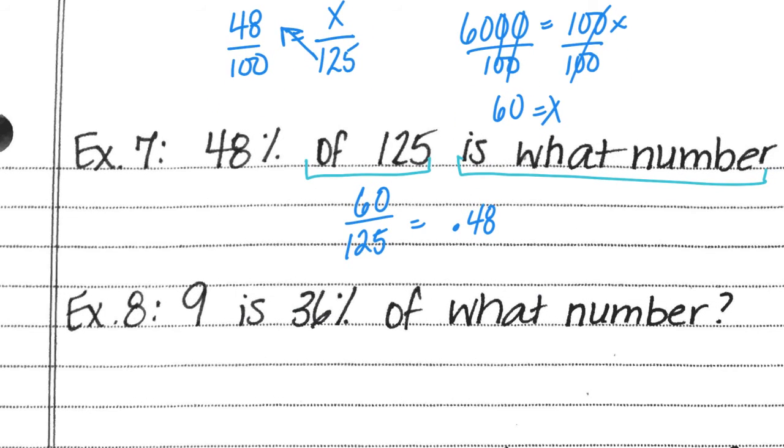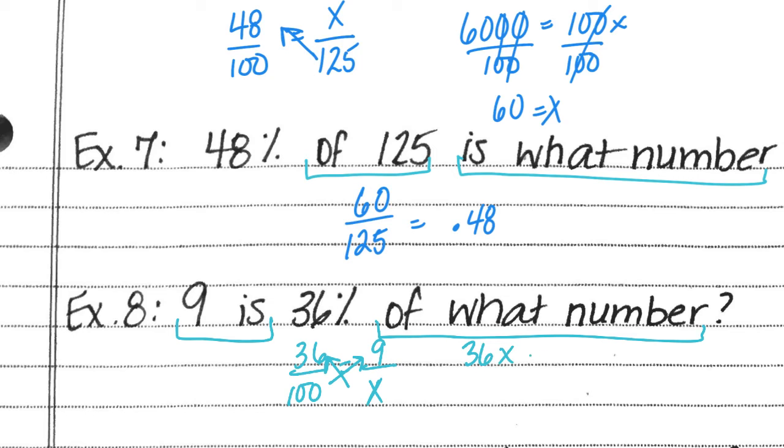How about 9? It says 9 is 36%. I know this is a little backwards. Well, we know the percent's always going to go over 100. The 9 is of what number? If it says of what number, obviously we're looking for the x. And we're going to cross multiply. 36x is equal to 900. When I divide each side by 36, x is equal to 25.